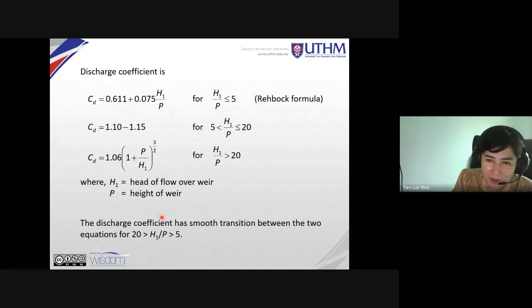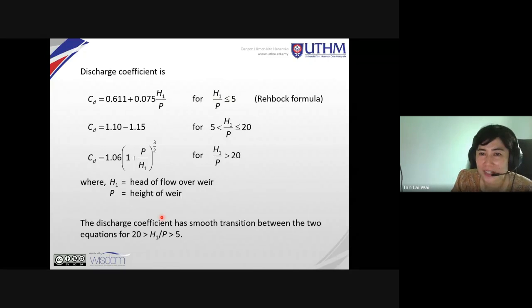Now, the discharge coefficient has a smooth transition between the two equations. Actually, this is the one, and this is one.